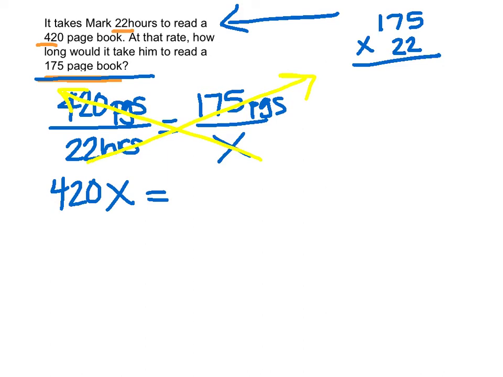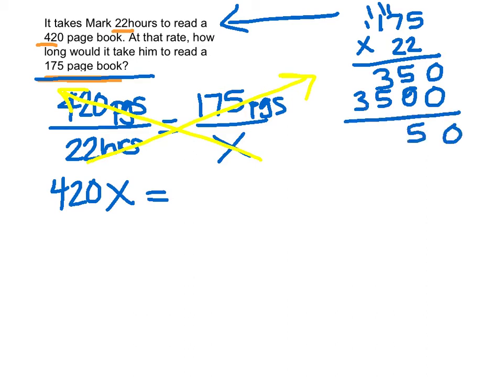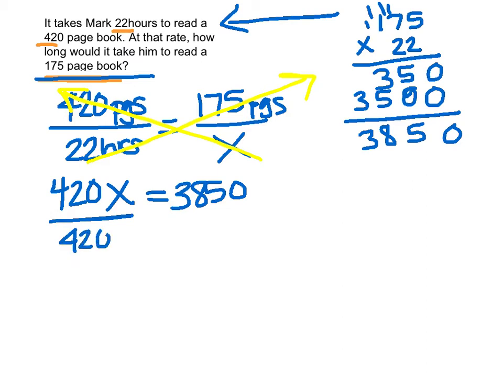So 2 times 5 is 10. Carry my 1. 2 times 7 is 14, plus 1 is 15. 2 times 1 is 2, plus 1 is 3. I'm going to save my space. 2 times 5 is 10. Carry my 1. 2 times 7 is 14, plus 1 is 15. Carry my 1. 2 times 1 is 2, plus 1 is 3. I'm going to add it all up, and I get this big giant number, 3,850. To get my x alone, I want to divide by 420.